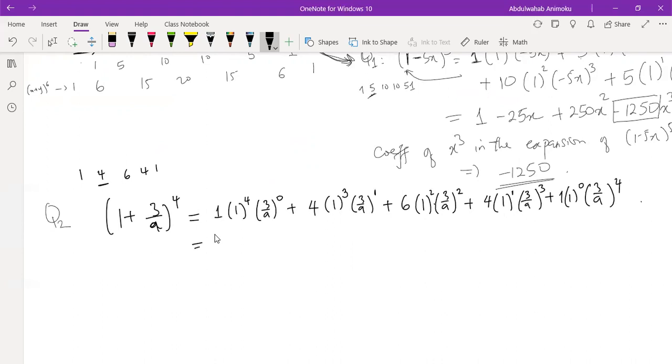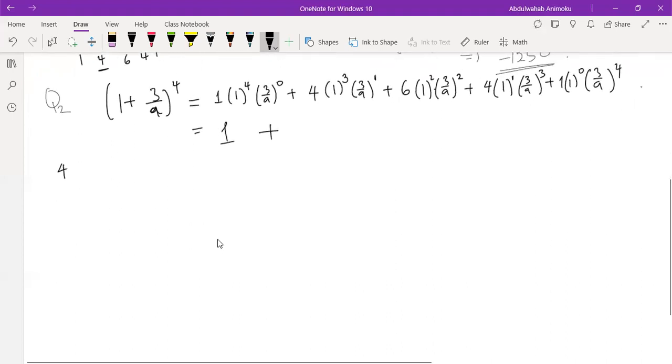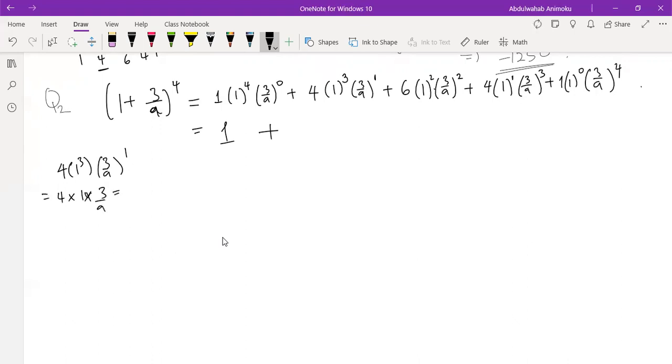Like we did previously. So 1 times 1 raised to power 4, 3 over a raised to power 0. This is just 1 times 1 raised to power 4, which is just 1. 3 over a raised to power 0 is just 1 as well. So you just have 1 here. Then the next one, 4 times 1 raised to power 3, 3 over a raised to power 1. This is quite easy. This is 4 times 1 raised to power 3 is 1, times 3 over a. So this is just going to give us 12 over a.